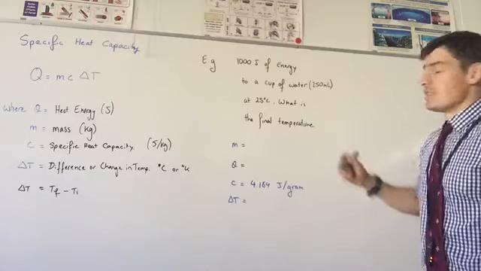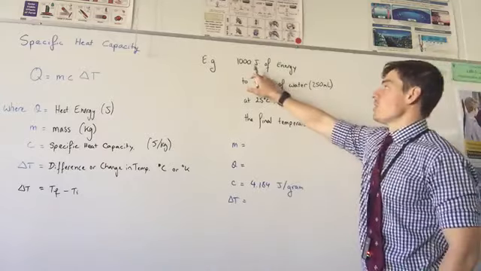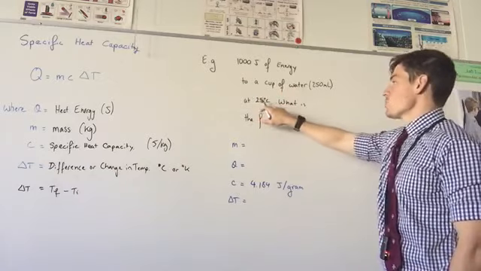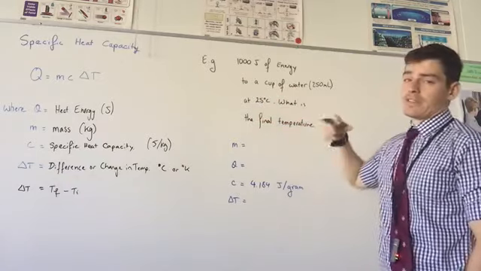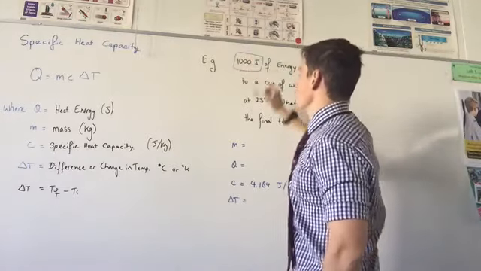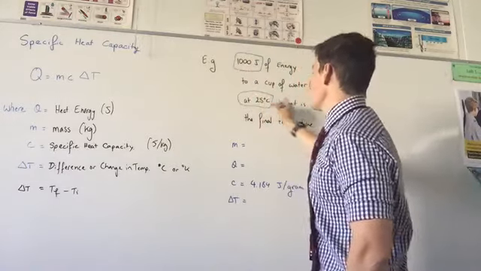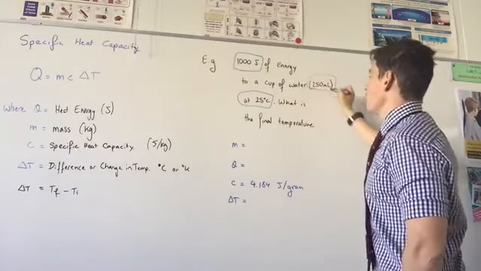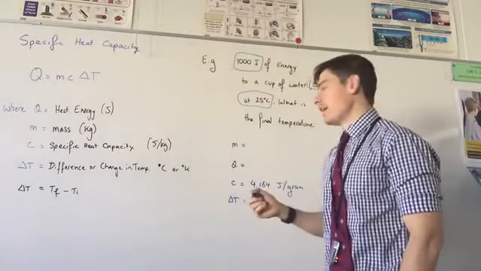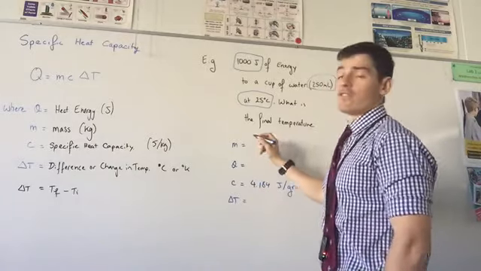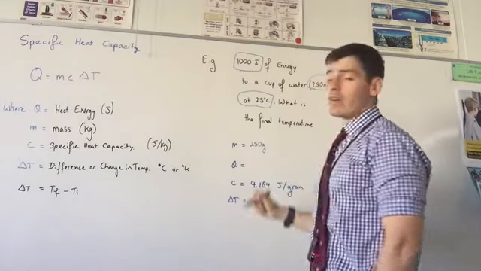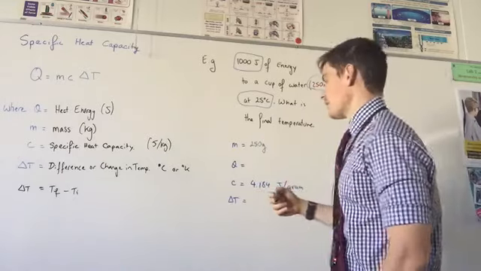We know that M is our mass, so I'll run through the question here. We've got 1,000 joules of energy applied to a cup of water that starts at 25 degrees. What is the final temperature? We've been given a few pieces of information. Joules is our energy, and that's our initial temperature. And 250 mils, although it's not a unit of mass, we know that 250 mils of water is equal to 0.25 kilograms, or 250 grams of water. I'm using grams in this scenario, and I'll show you why in a second.